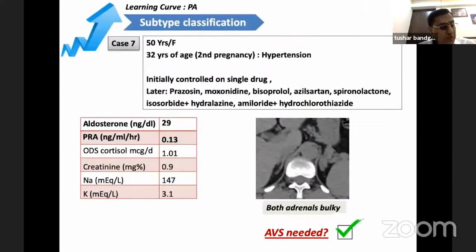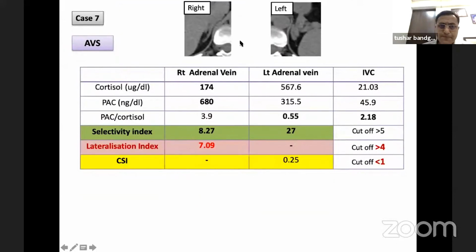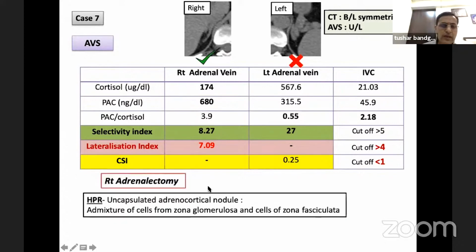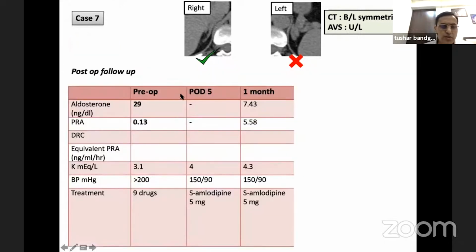Learning doesn't stop. Every patient teaches us new things. This was a very difficult to manage patient who had hypertension for almost 18 years, and she needed 9 drugs to control her hypertension, but it was still not controlled. On imaging, both glands were bulky. On AVS, we could lateralize it to the right side, and the patient was treated with surgery. Histopathology showed nodules. We have a follow-up of almost 6 months. Let me share the details.